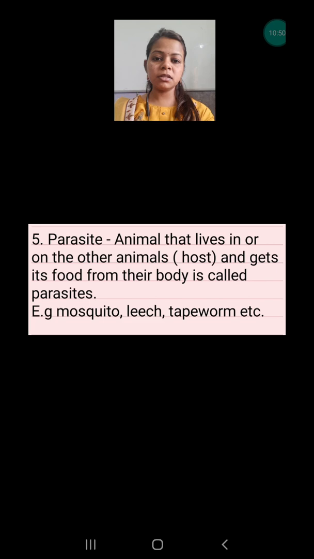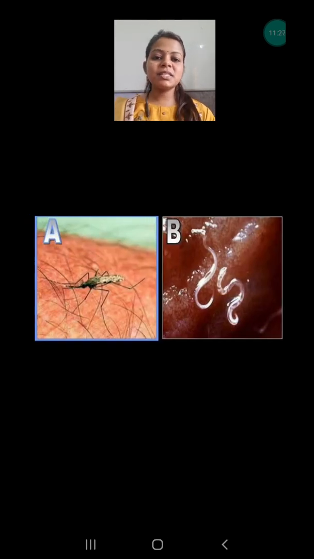The last one is parasite. Parasites are those animals that live either on the body or inside the body of other animals. Why? So that they can take their food, especially blood. Some animals live on the body of other animals, and some live inside the body of other animals, and both types of animals that depend on another animal are called parasites. For example, mosquito, leech, tapeworm, etc. In this picture you are seeing A and B. A is a mosquito, which is on the body, sucking blood. And B, you are seeing, is the tapeworm, which is always found inside the body.